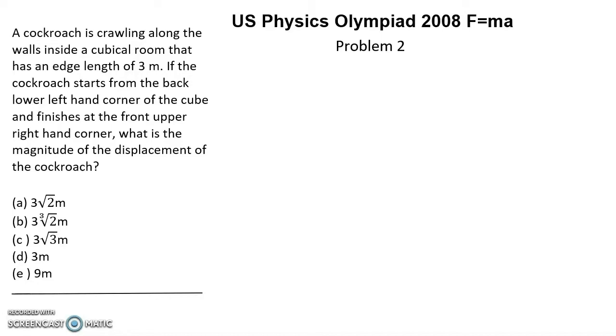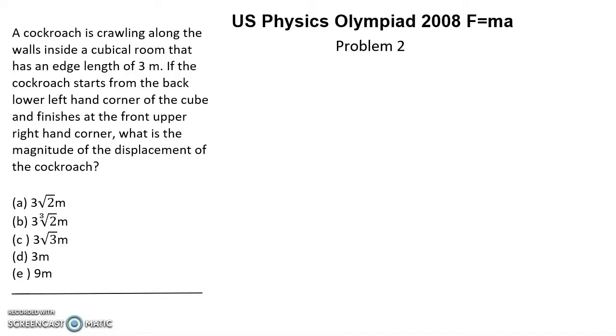Problem number two. A cockroach is crawling along the walls inside a cubic room that has an edge length of 3 meters. If the cockroach starts from the back lower left hand corner of the cube and finishes at the front upper right hand corner, what is the magnitude of the displacement of the cockroach?